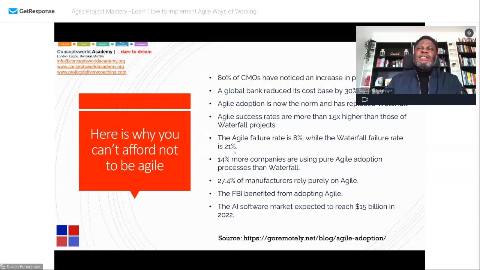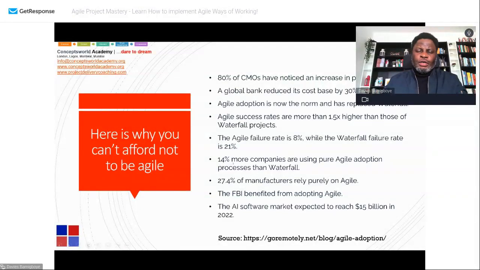which is like 1/5, right? So for every 10 projects, 21% of that will fail, whatever that figure comes to.